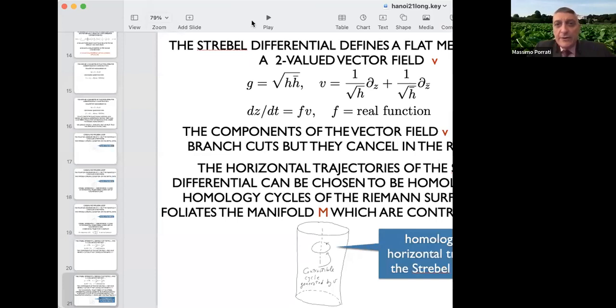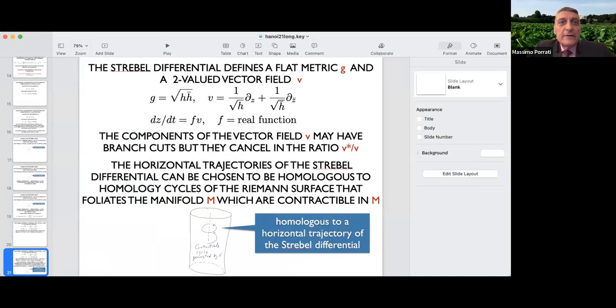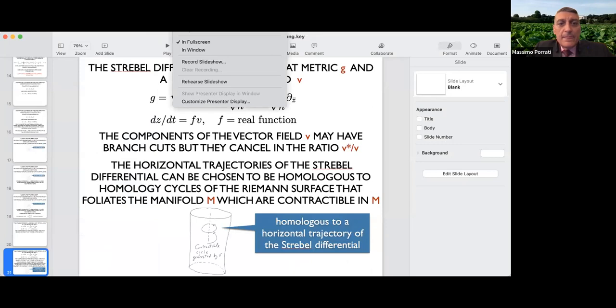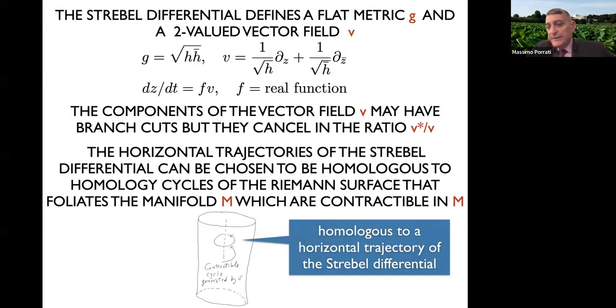Okay, so we were here, right? We say that the branch cuts cancel in the ratio. Sorry, you haven't shared the screen, I think. And did I share? No. Let me see if now it works. Keynote now, and now we are almost there. And now we are there.